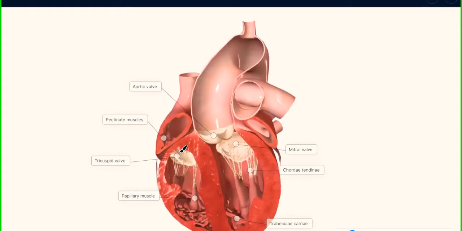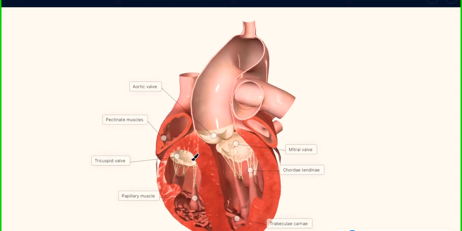Two types of valves: the AV valve, which is between the atrium and the ventricle, and the semilunar valve, which is associated with the aorta and the pulmonary trunk. And we have the bicuspid or mitral valve. According to the number of cusps or leaflets, we name the valve.